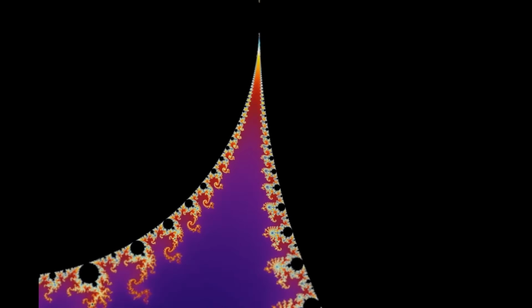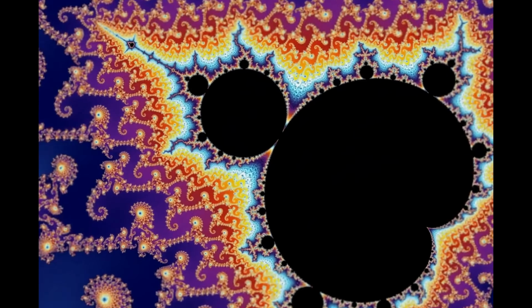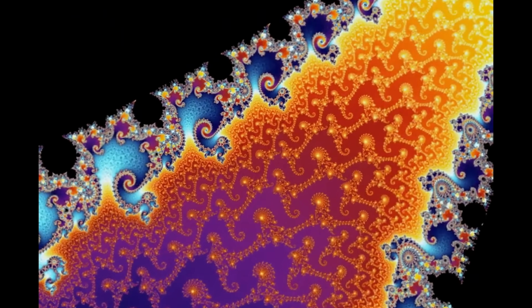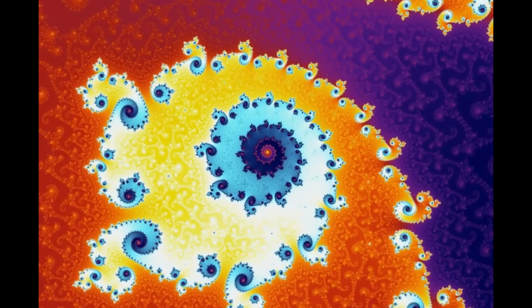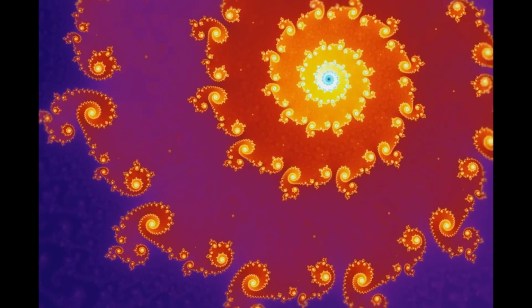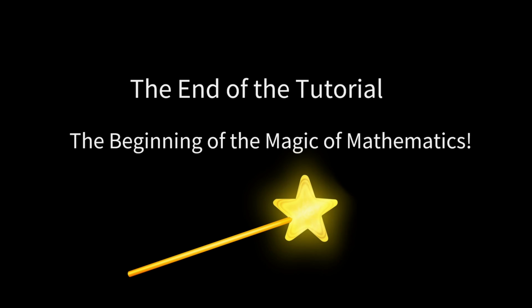Let's enjoy this beautiful Mandelbrot zoom of Mathigon. This is the end of the tutorial, but just the beginning of the magic of mathematics.